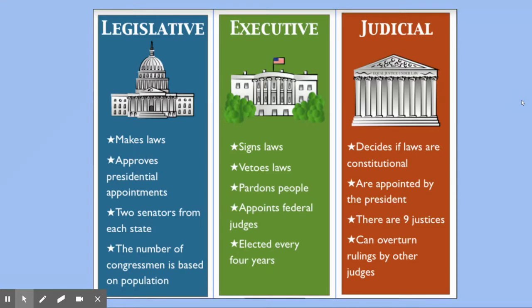Now, the third branch created under Article 3 is in fact our judicial branch. This includes our Supreme Court and the lower courts. Lower courts, of course, include things like district and appeals courts, whose job is to rehear trials when people do not feel like they've had a fair trial.